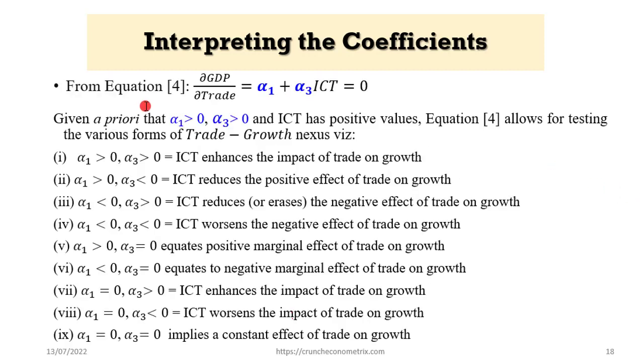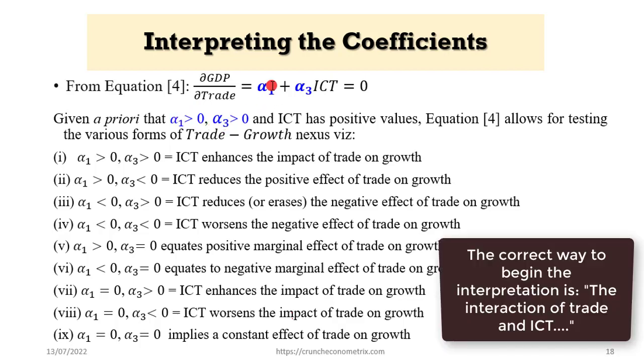In detail, if our a priori is that alpha 1 and alpha 3 is positive, that is, trade increases growth and the interaction of ICT and trade increases growth, if that is our a priori, and we also assume or believe that ICT has positive values, therefore, equation 4 allows us to test different forms of the trade growth nexus.